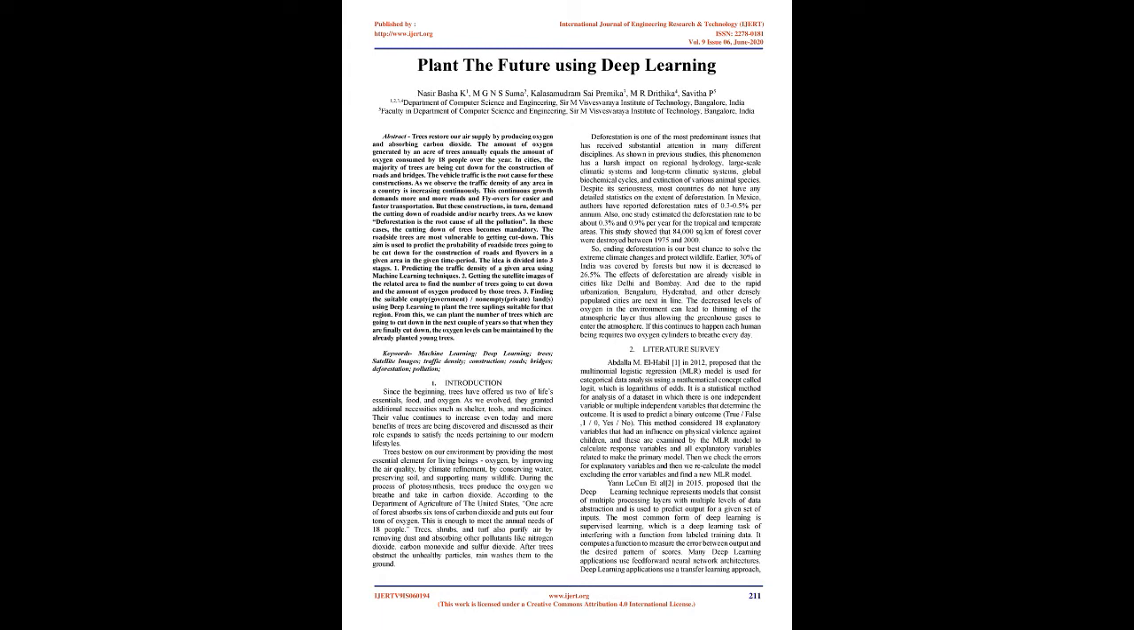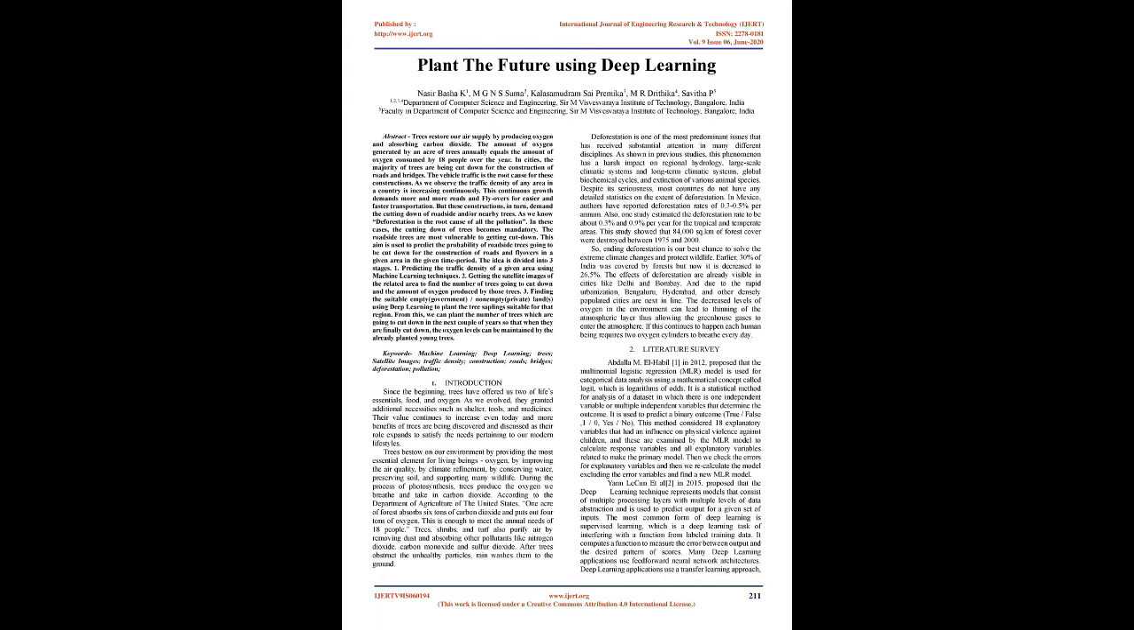Trees, shrubs, and turf also purify air by removing dust and absorbing other pollutants like nitrogen dioxide, carbon monoxide, and sulfur dioxide. After trees obstruct the unhealthy particles, rain washes them to the ground. Deforestation is one of the most predominant issues that has received substantial attention in many different disciplines. As shown in previous studies, this phenomenon has a harsh impact on regional hydrology, large-scale climatic systems and long-term climatic systems, global biochemical cycles, and extinction of various animal species.